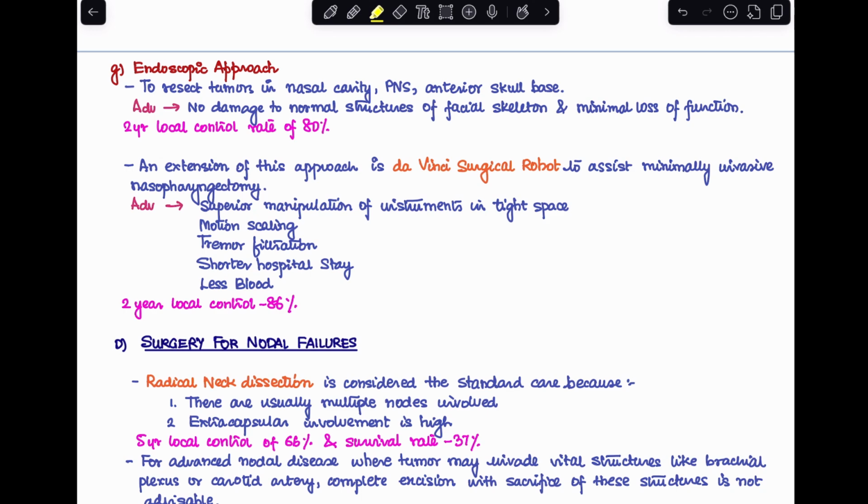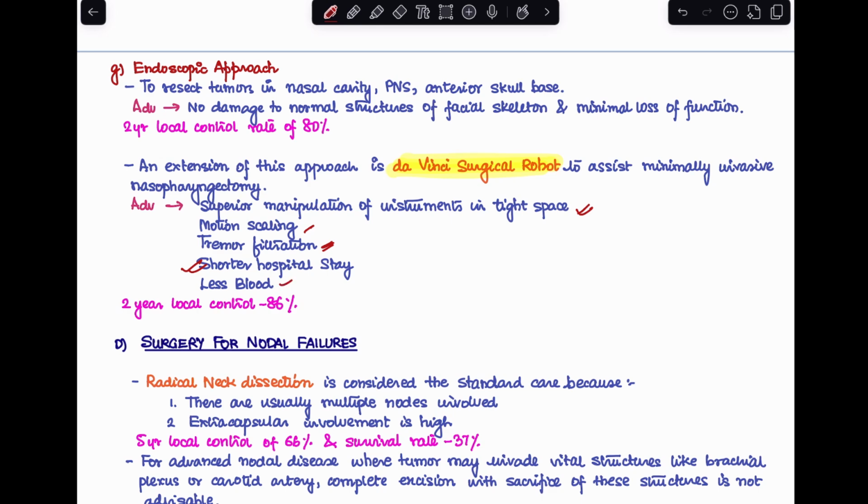An extension of the endoscopic approach is something that is known as the Da Vinci surgical robot, which helps us in assisting a minimally invasive nasopharyngectomy. The advantages of the Da Vinci surgical robot are that it gives us superior manipulation of instruments in the tight space. It has motion scaling. It removes the impact of tremors. These cases usually have a shorter hospital stay and less blood loss.